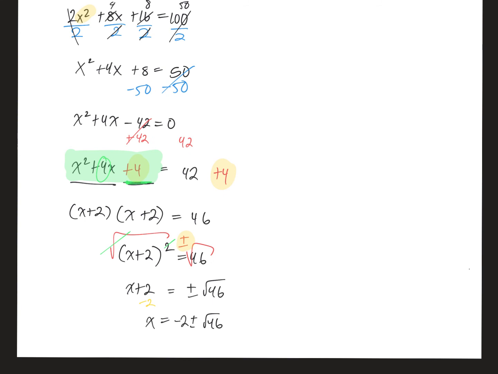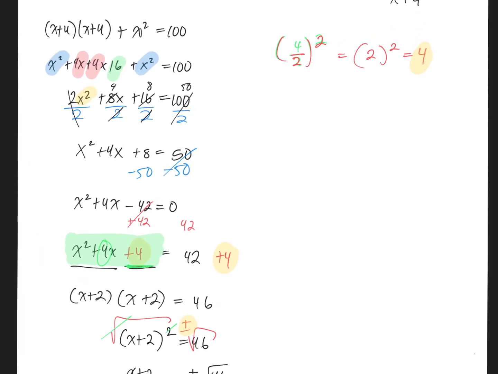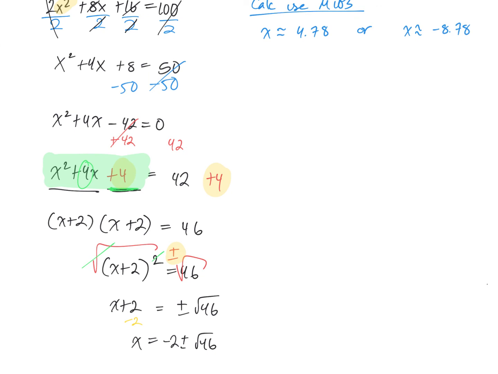If you do have calculator use, plugging that in, that is going to be about, let me go ahead and just write this down so you can know. So if you have calculator use, which is Math 103, you get x is approximately 4.78, or plugging that in, you get x is approximately negative 8.78. Okay, let me leave that at that, and let's find the answers if you had to do it by hand. Once again by hand, we need to do approximations. This is for Math 82.